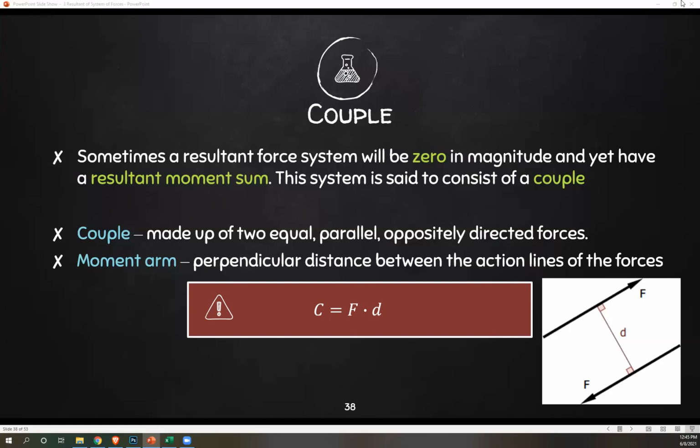Okay, sorry. Continuing. So couple. Sometimes a resultant force system will be zero in magnitude and yet have a resultant moment sum. This system is said to consist of a couple. So that means even though the resultant is zero, meaning there's no lateral movement, it's still experiencing rotational movement. And that is because of a couple.